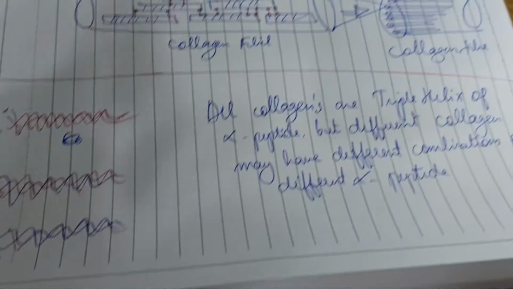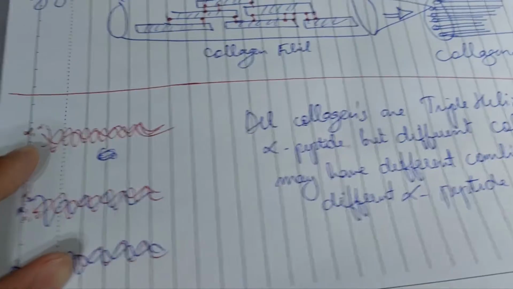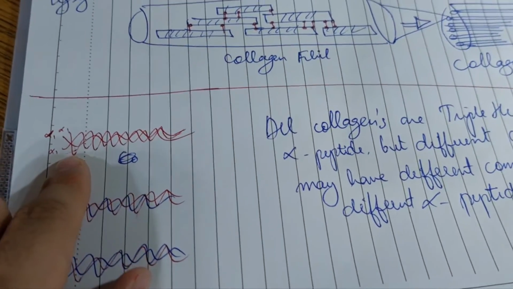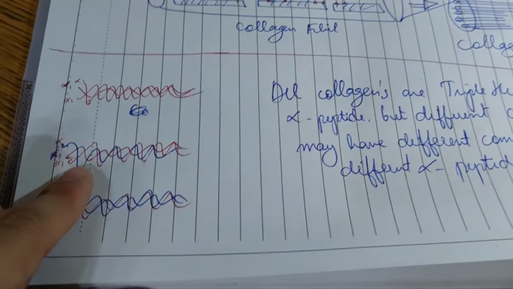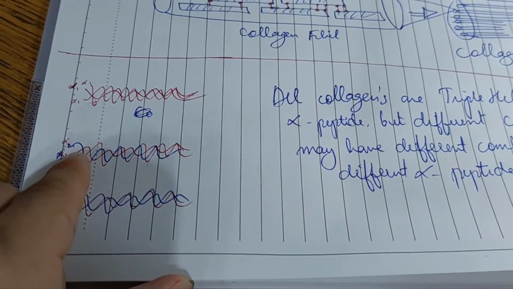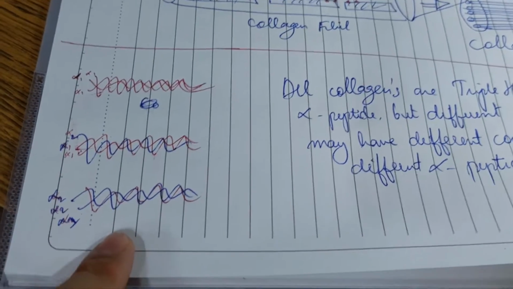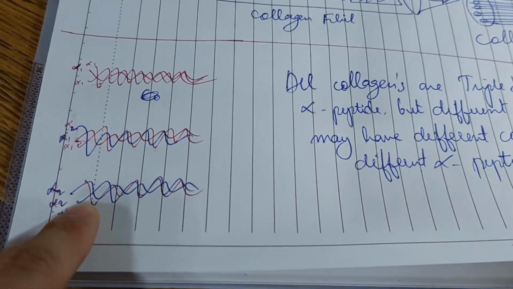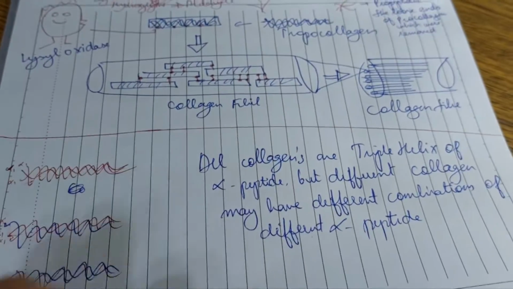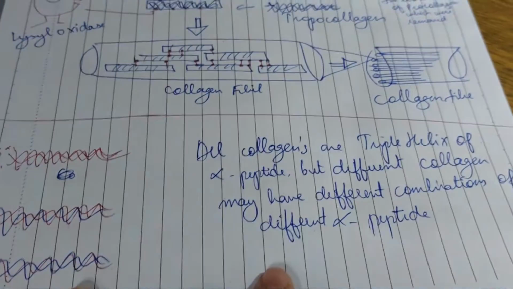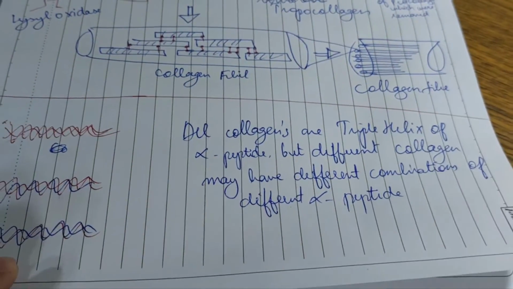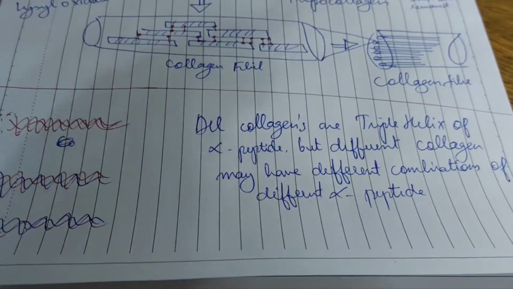For example, here we'll consider this as collagen type 1. In collagen 1 all three are alpha 1 chains, but in collagen 2 we have two alpha 1 chains and one alpha 2 chain, and in collagen 3 we have two alpha 2 chains and one alpha 1 chain. So in such an example we can understand that all collagens are triple helix of alpha peptide, but different collagens may have different combinations of different alpha peptides.